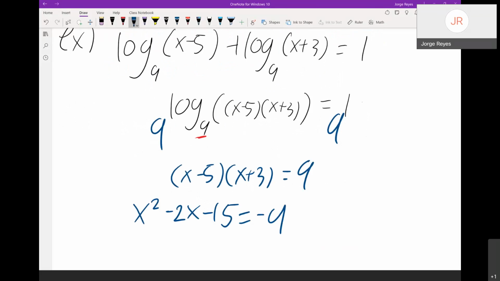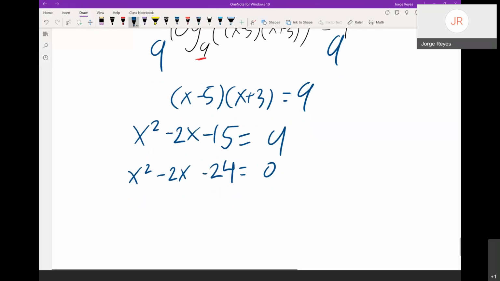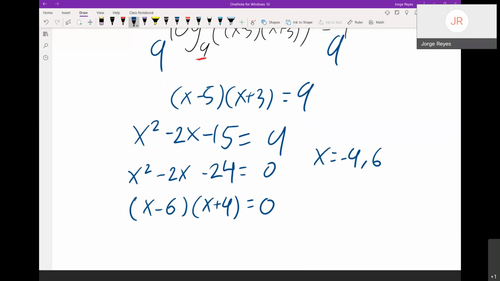Okay, so it's this. X squared minus 2x minus 15, wait, where'd I get this minus sign? Should not be there. Okay, yeah, minus 15 minus 9. Okay, there we go. 24. Okay. This once again does factor into this. So you get the answers x equals -4 and 6.